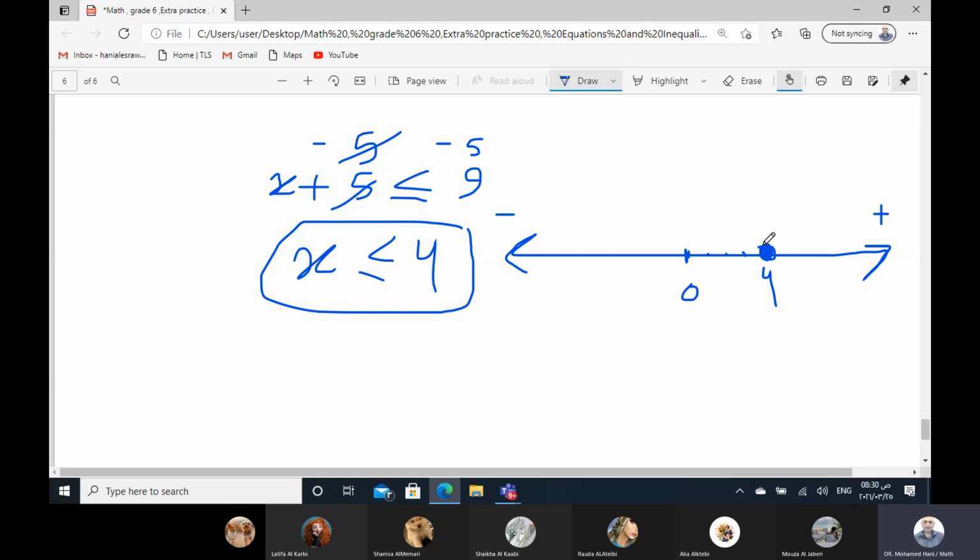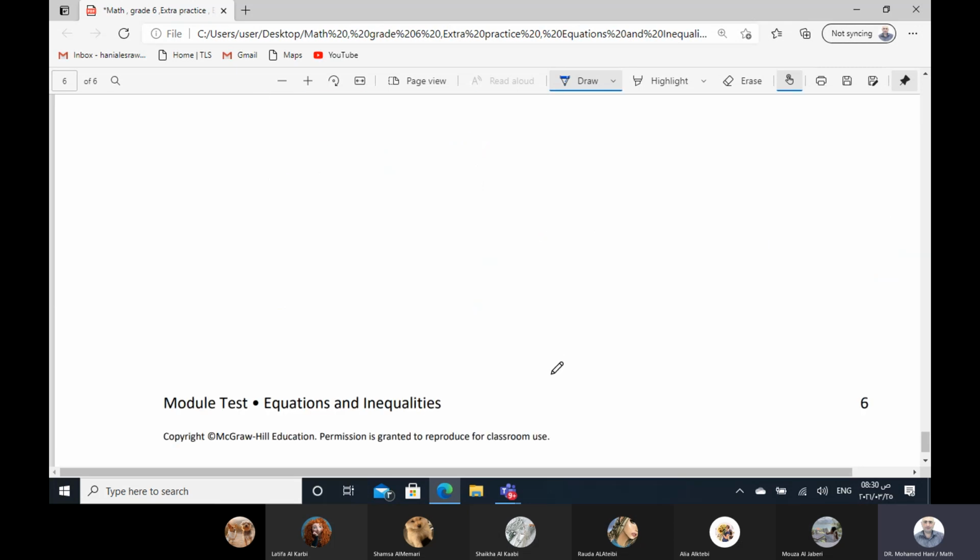means go to the negative side, because all solutions start from 4, then go down 3, 2, 1, 0, minus 1, minus 2, minus 3, etc. So all solutions go to the negative side. Okay.